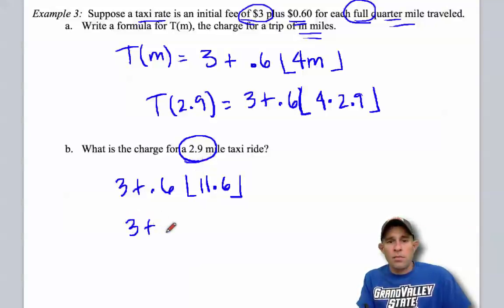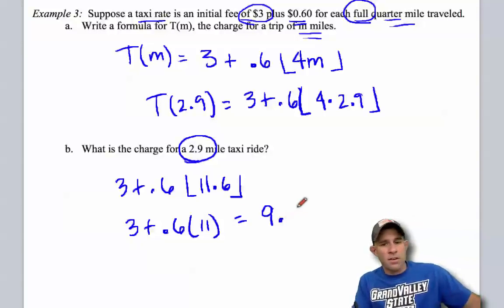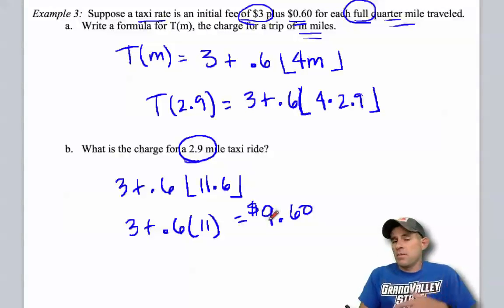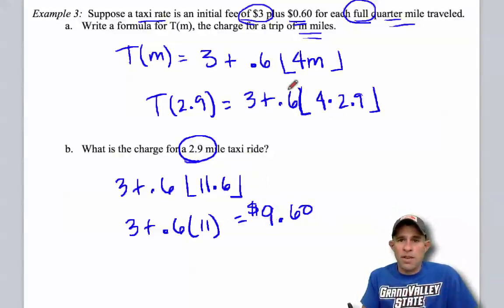So we have $3 plus our 60 cents times 11 now, and this comes out to equal $9.60. Okay, so there's a real life example of the rounding down function.